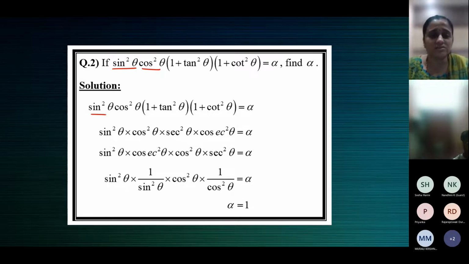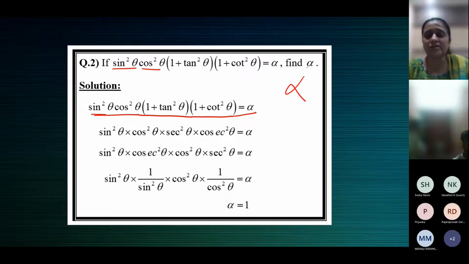So this is what is given to us: sine square theta cos square theta into 1 plus tan square theta into 1 plus cot square theta is equal to alpha. We need to find the value of alpha.